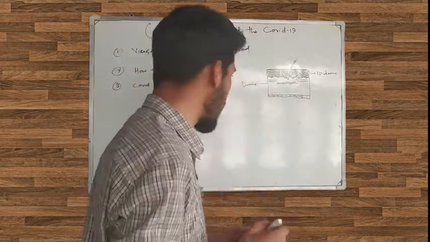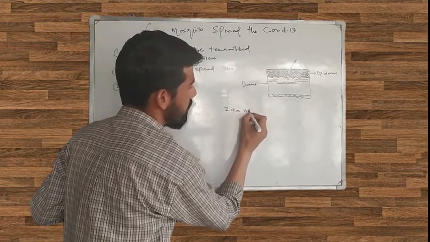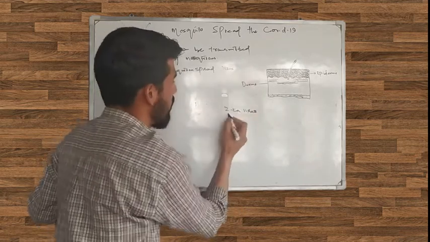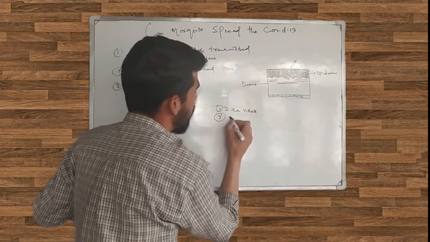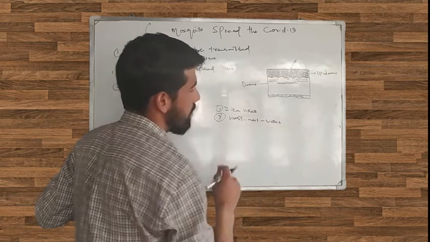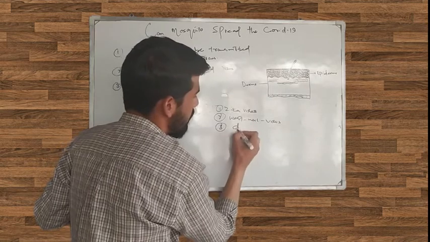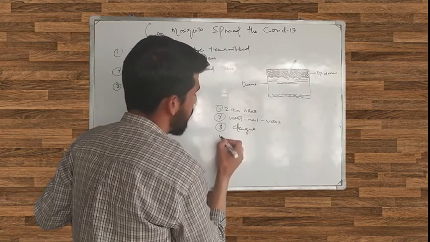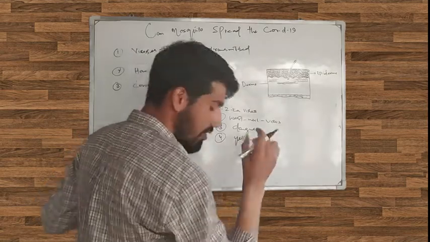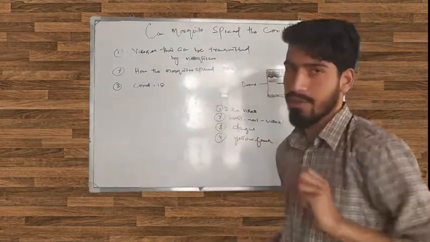There are some viruses such as Zika virus. This virus is transmitted by mosquito. West Nile virus. This virus is also transmitted by mosquito. Dengue or yellow fever. There are so many viruses present which can be transmitted by mosquito.